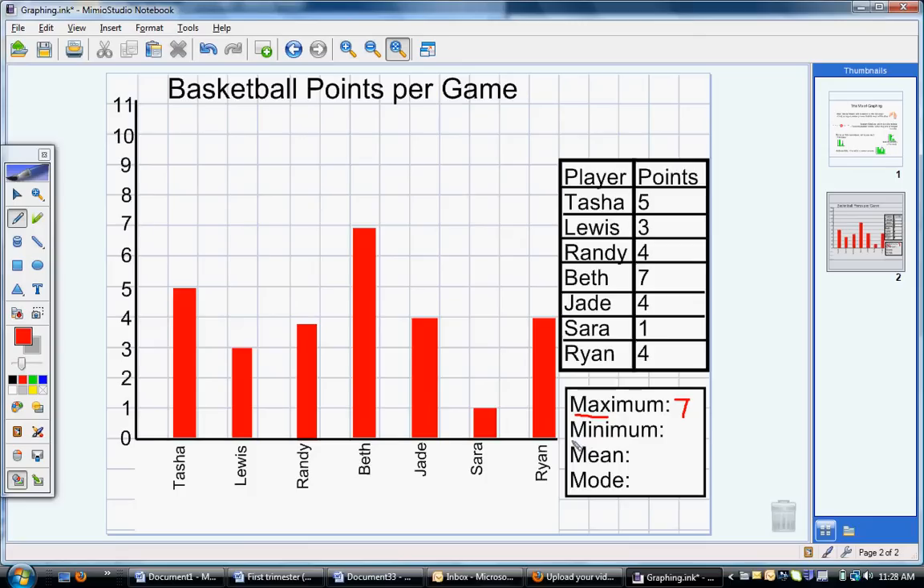When I think of minimum, I see that word M-I-N-I, which is mini or small. And this is the smallest one, and I can see that it's right on the 1. So the minimum number of points that they got was 1. Now, the mode, we said, was the one that happened the most often. Not the tallest, not the shortest necessarily, but the answer that happens more often. I can see I have a 5, a 3, a 4, a 7, a 4, a 1, a 4. Did you hear a number that I said more than one? This number 4 happened 3 times. That's the most common answer, so it would be the mode.